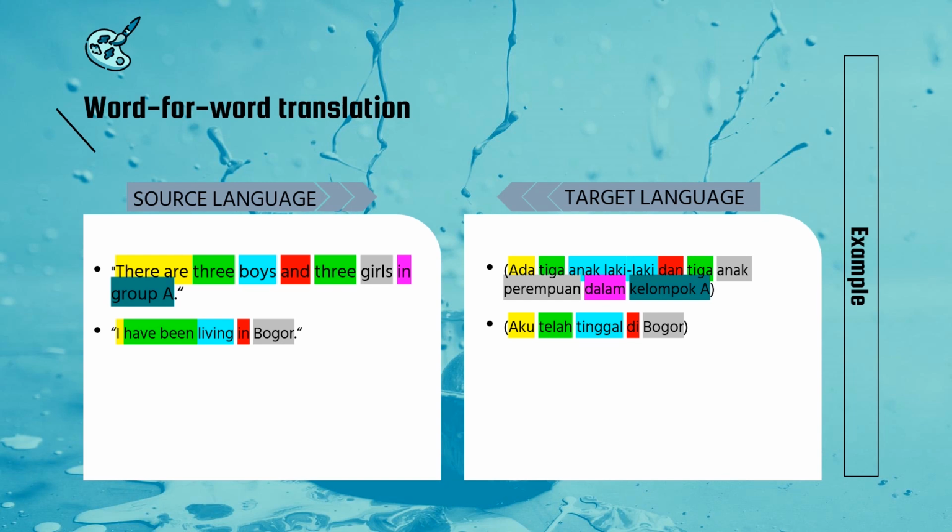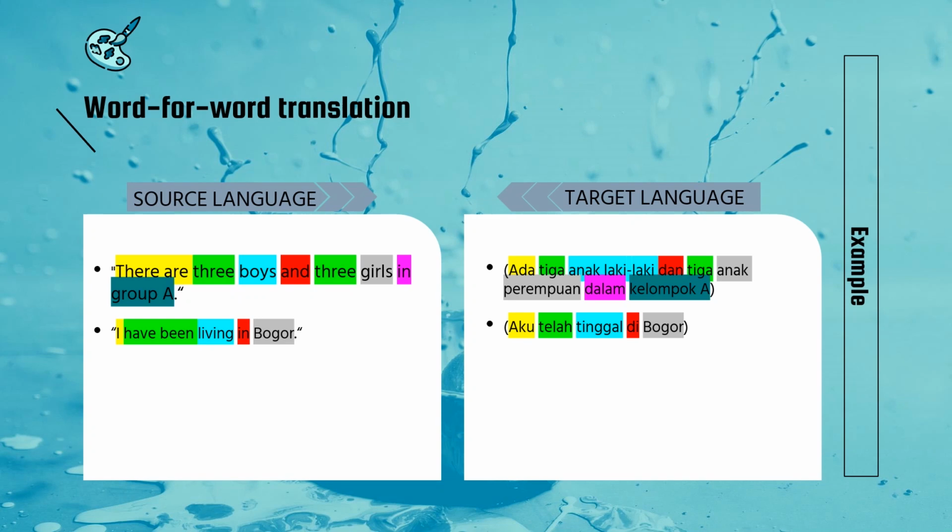The target language, aku telah tinggal di Bogor. There is a similar word by word: aku, have been living, telah tinggal, in Bogor, di Bogor. It is a similar sentence. These are the examples of word-for-word translation. Let's move to the next method.